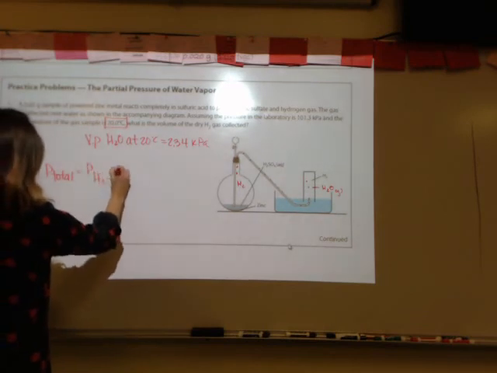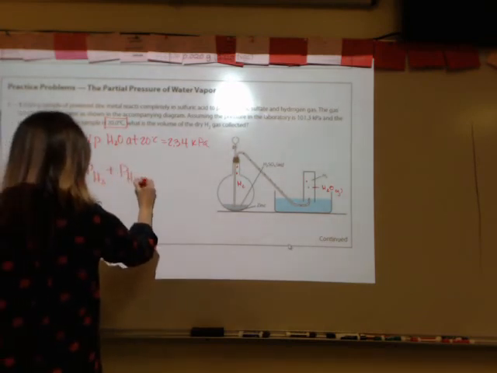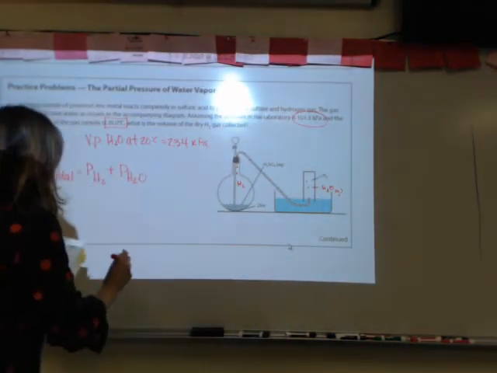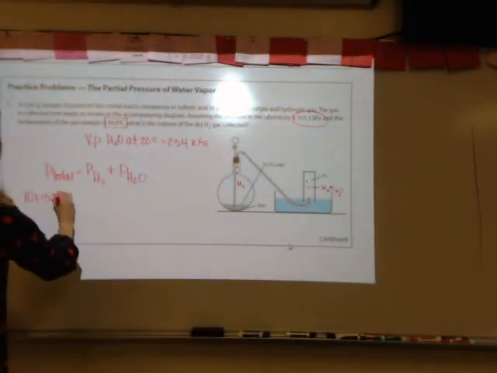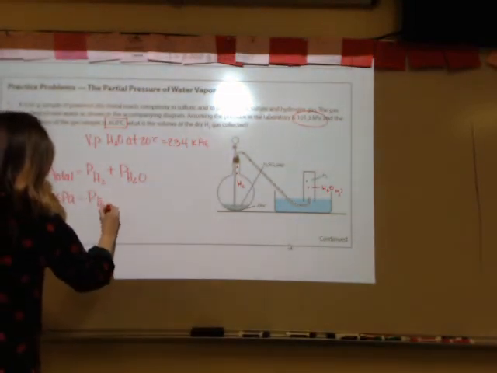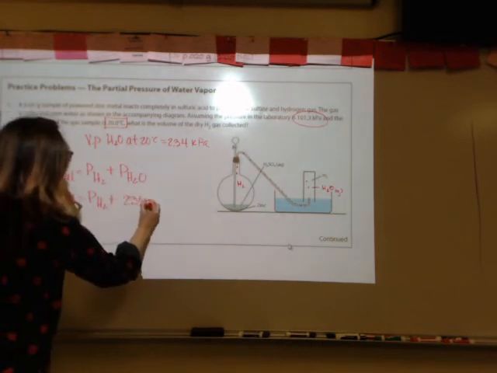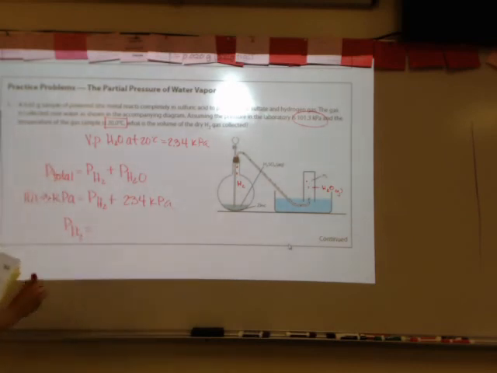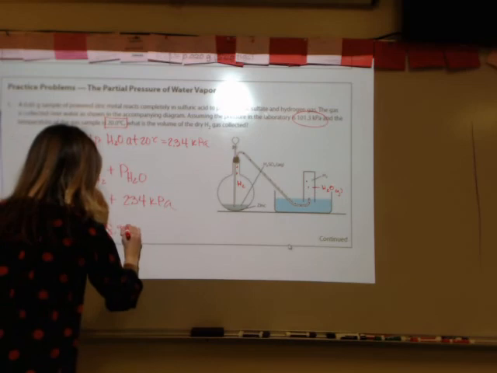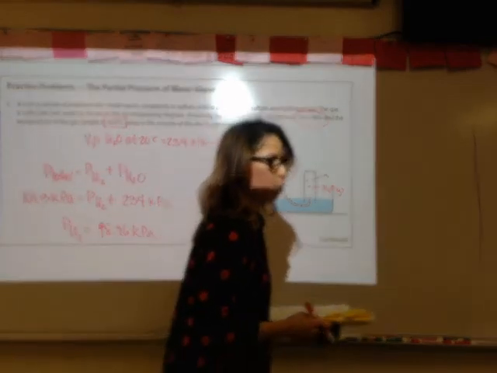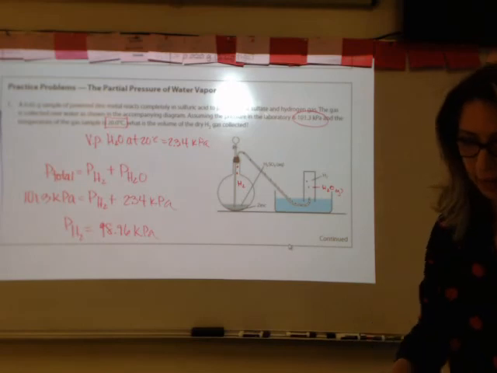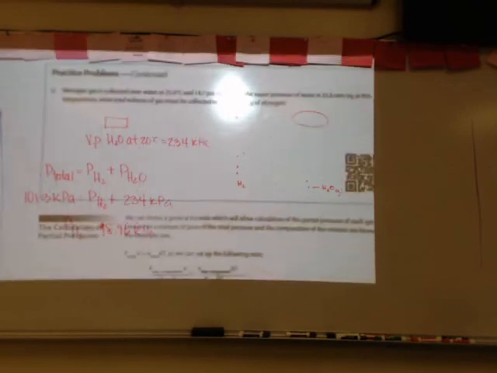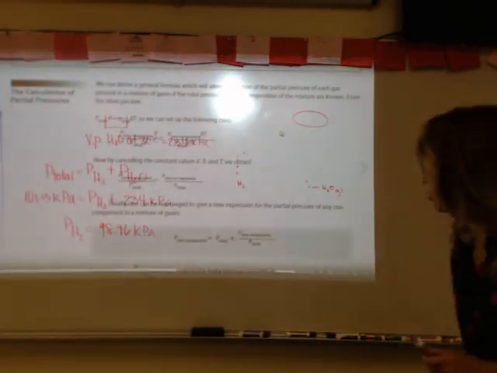So I've got the partial pressure of hydrogen gas and then the vapor pressure of water added together to give me the total. They told me that the pressure in the lab is 101.3 kilopascals, so that's my total. I need to solve for the pressure of the dry gas. I substitute everything in, subtract 2.34 from both sides. You're going to end up with 98.96 kilopascals for the partial pressure of that dry hydrogen gas. For practice problem number 2, on the next page, you're going to scan that QR code with your phone and go over that answer.